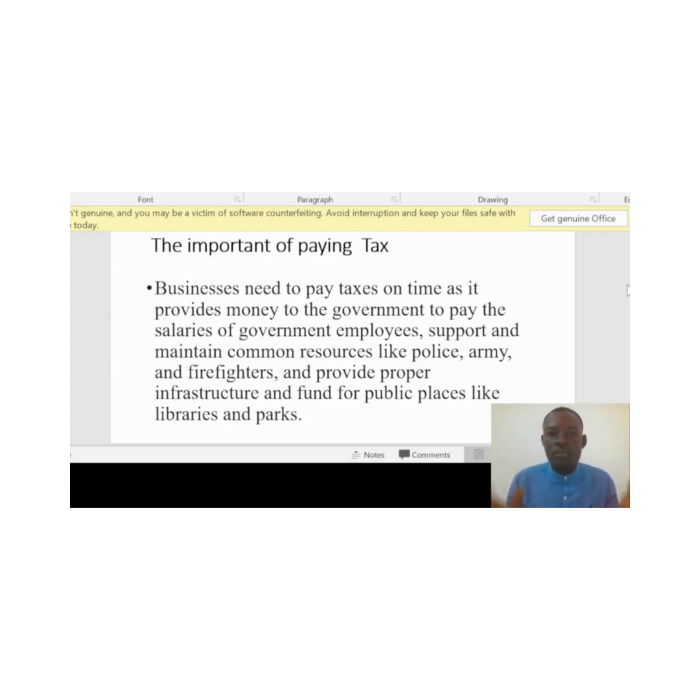In English, we say businesses need to pay their taxes on time as it provides money to the government to pay the salaries of workers, government workers, support and maintain common resources like police, armies, and firefighters, and provide proper infrastructure and funds for public places like the library and the parks and other stuff.